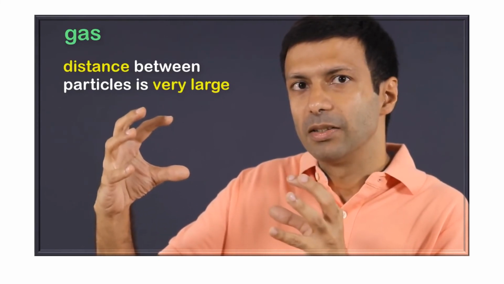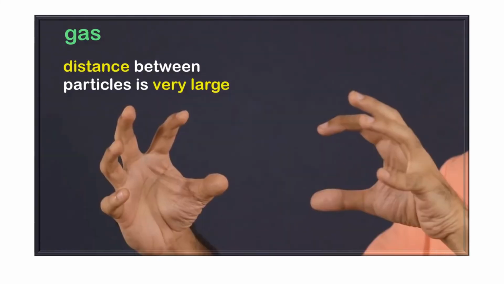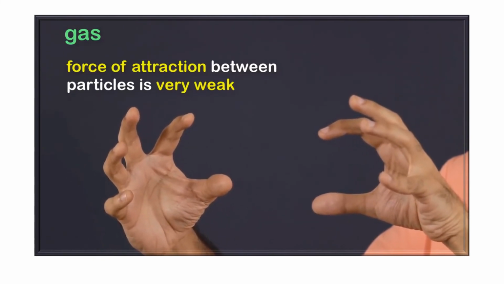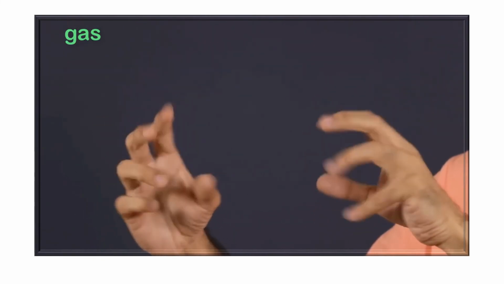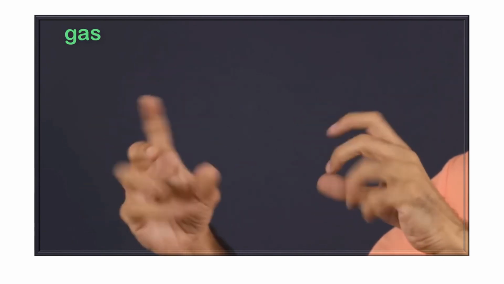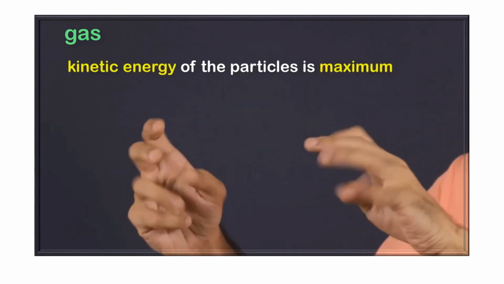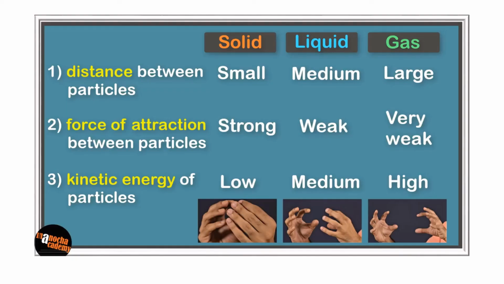And now this is a gas. The particles are very loosely packed. The distance between the particles is very large. Force of attraction between particles is very weak. In a gas, the particles are moving a lot. They are going crazy. The kinetic energy of the particles is maximum. Let's add the differences between solids, liquids and gases based on particles on our concept board.